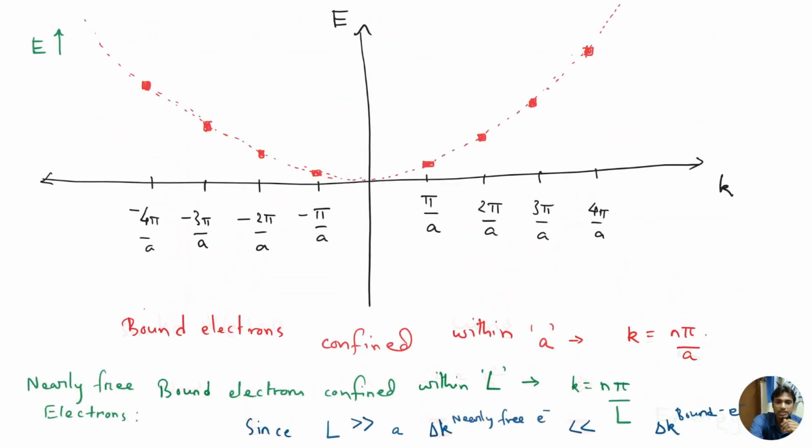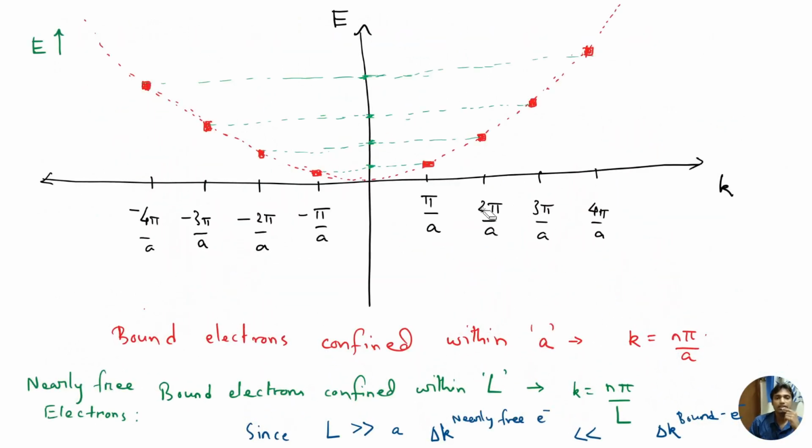Now when we discretize, it is discrete, but it is still on a parabola. When you increase the value of L, or increase the volume of confinement, these points will come closer and closer, and it will tend to be continuous.